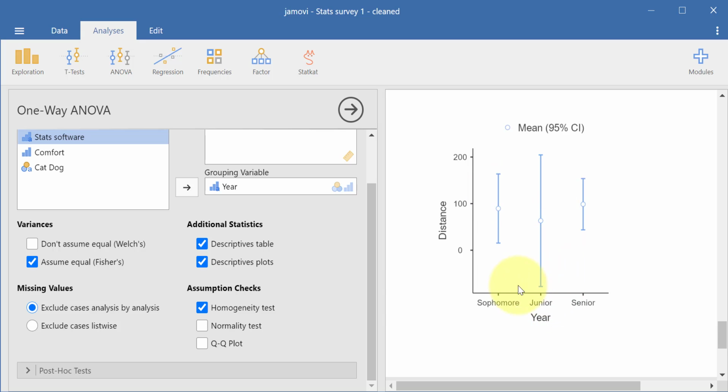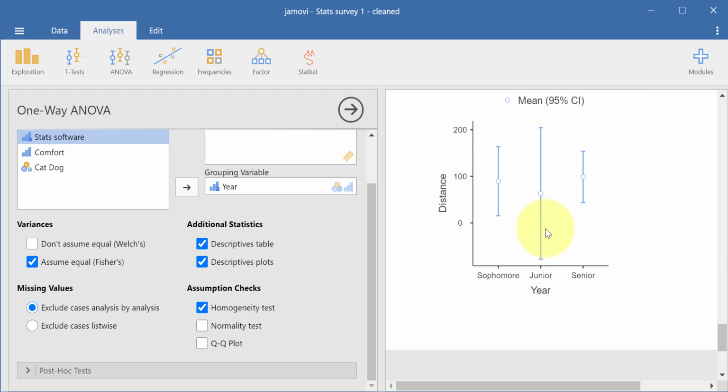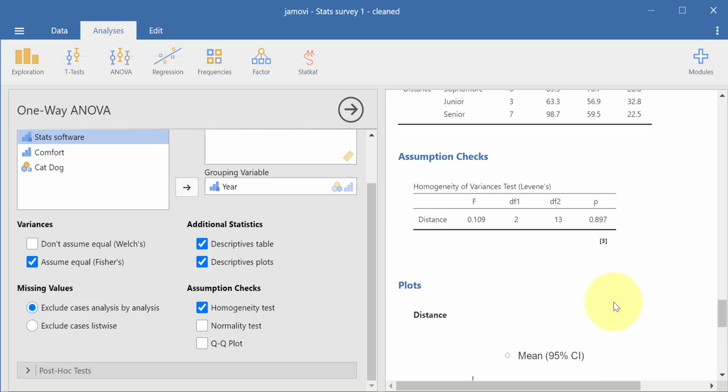And you can see that the juniors have a lot of variability. And that's probably because we only have 3 juniors in our sample. So this variability may make it so that it's not really different from the other 2. So in general, the means look pretty similar, and the error bars, or the distance between them all, look pretty large. So we're not going to find an effect here.